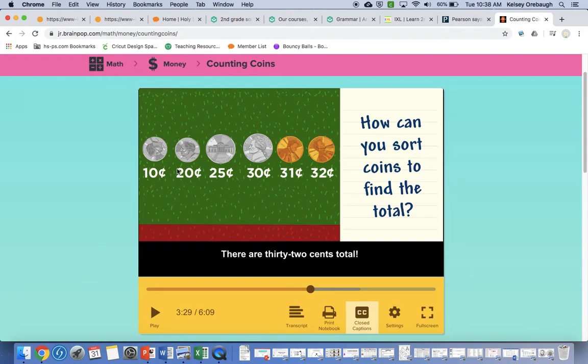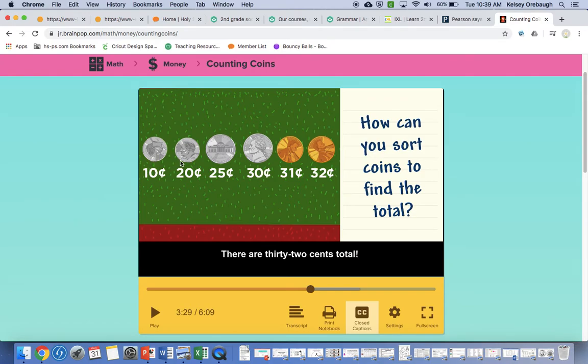See how Annie put these in order from highest value coin to lowest value coin. Dimes, which are worth 10, then nickels, which are worth 5, then pennies, which are worth 1 each, which is 2 when you add them together.